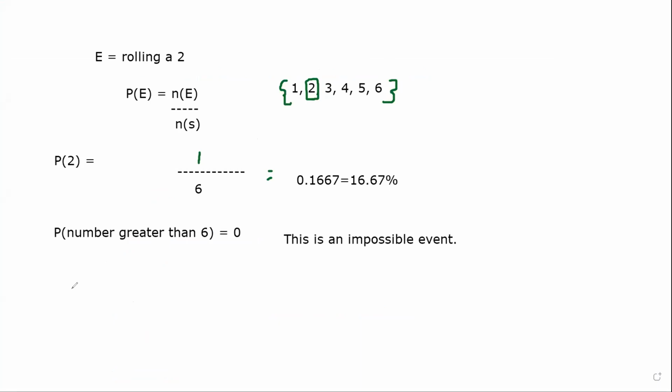I would say there's 3 chances. You're on the right track. 3 out of how many? 3 out of 6. Remember, probability is a fraction. So there's 3 outcomes that match it.